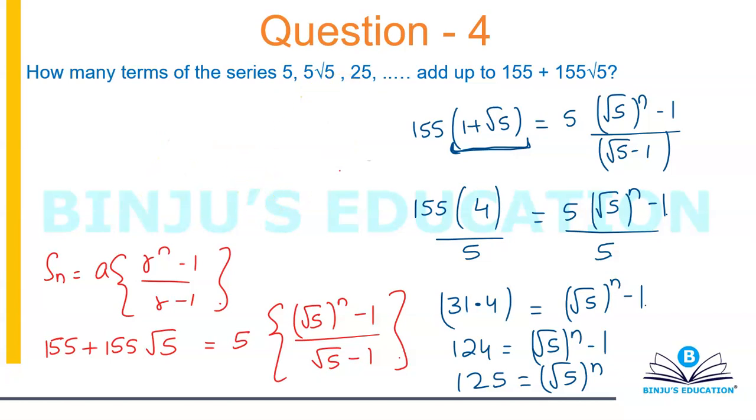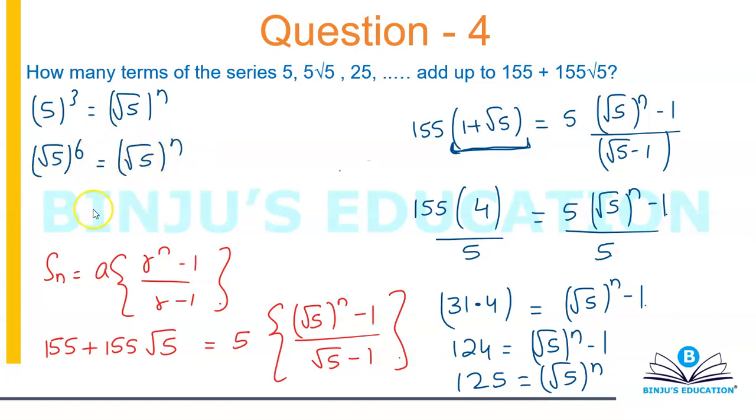If you have 125, that is 5 to the power 3, that is root 5 to the power n. 5 to the power 3 is nothing but root 5 to the power 6, which is equal to root 5 to the power n, which will simply give you n is equal to 6. So how many terms will add up to 155 plus 155 root 5? 6 terms will add up to 155 plus 155 root 5. And that's the answer.